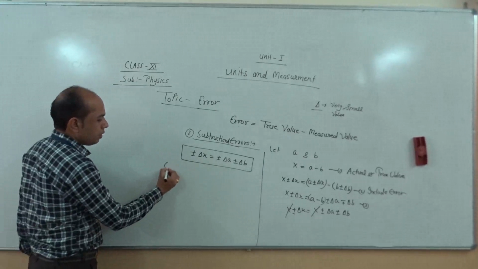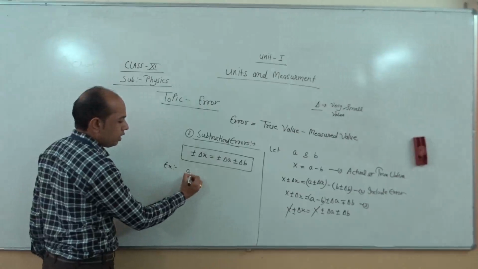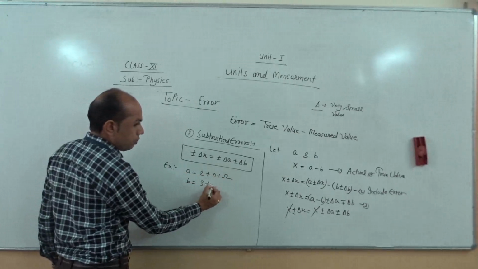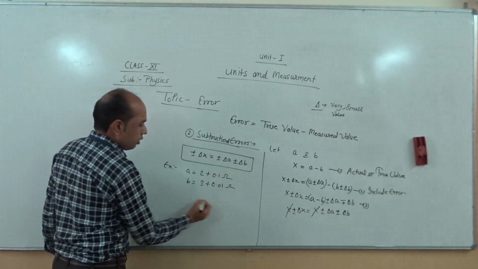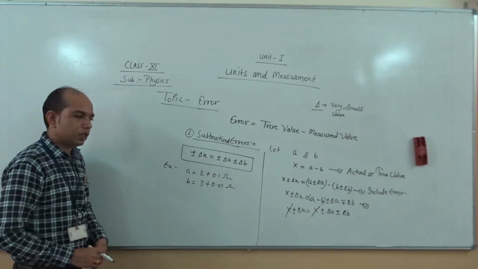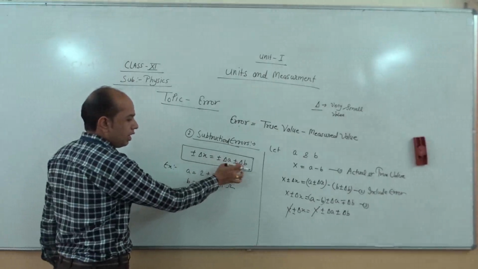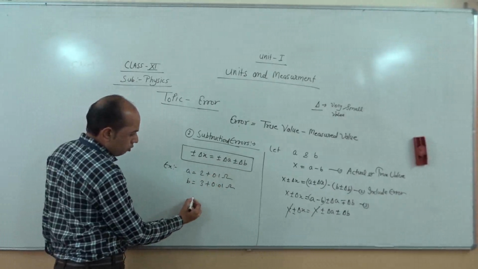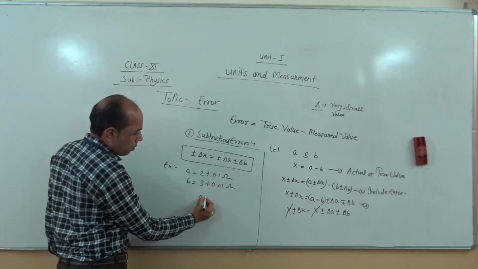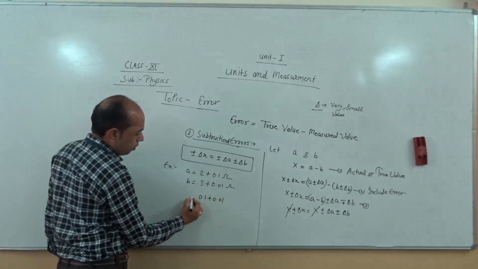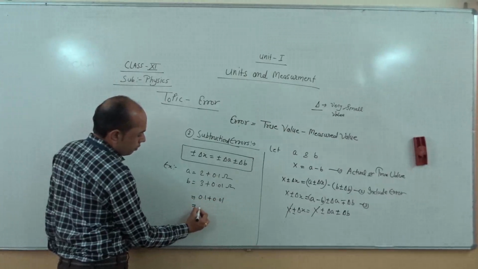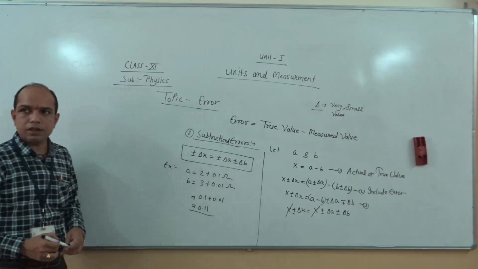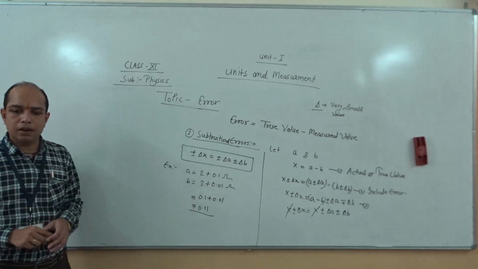Okay, again I take an example. Suppose we have two values, a is equal to 2 plus minus 0.1 ohm, b is equal to 3 plus minus 0.01 ohm, and if we find the subtraction error, as per the result del a, del b, so 0.1 and 0.01, so obviously the answer is 0.1 and 1. This is the subtraction error.